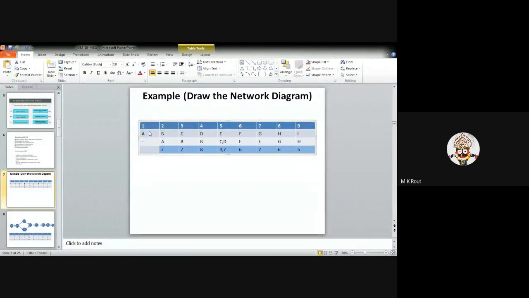Okay, I repeat, the first row is the serial numbers. The second row belongs to the names of activities. The third row belongs to immediate preceders. And the fourth row is the completion time. Try to draw the network diagram. I repeat, first row belongs to serial number of activities, second row the name of activities, third row your immediate preceders, and the last row your completion time.